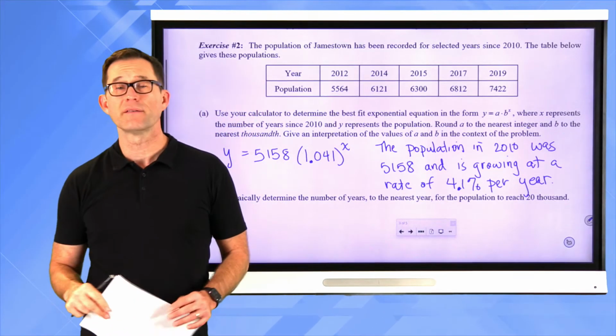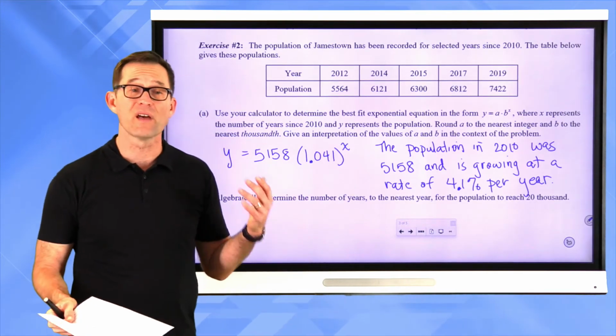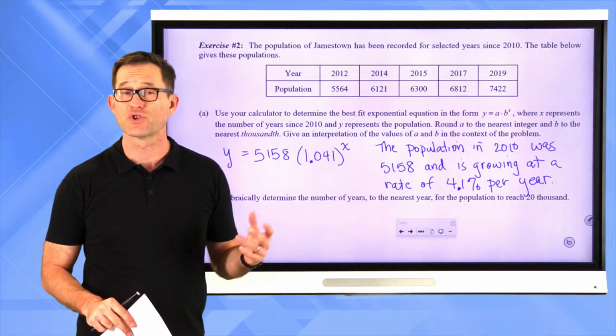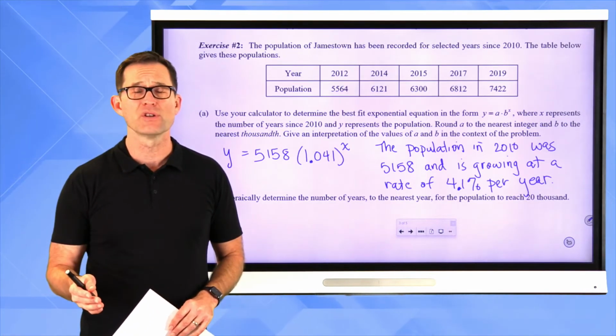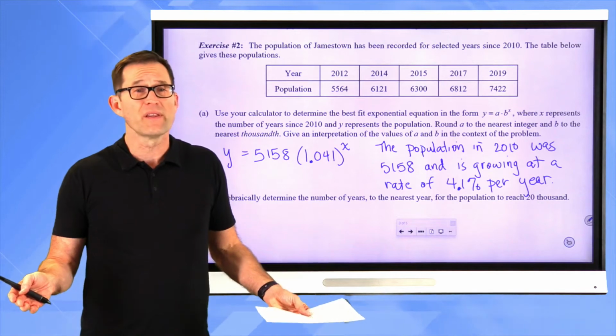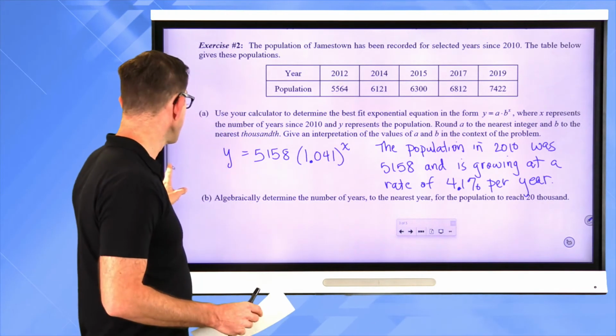All right, fantastic. There it is, right? We plug the data in, we tell it to produce an exponential equation, and we have it. This is absolutely no different than our linear regression. The only difference really at all is which type of regression we pick. Let's take a look at letter B.